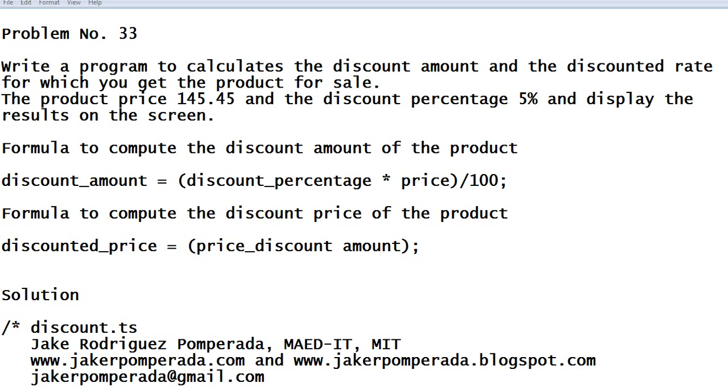So in this video we will write a program to calculate the discount amount and discounted rate for which you can get a product for sale using the TypeScript programming language.